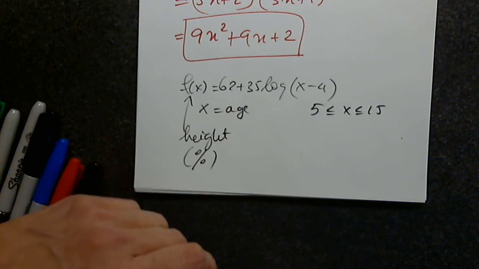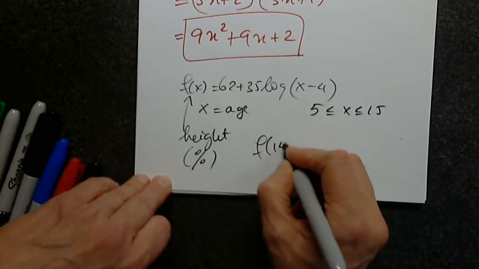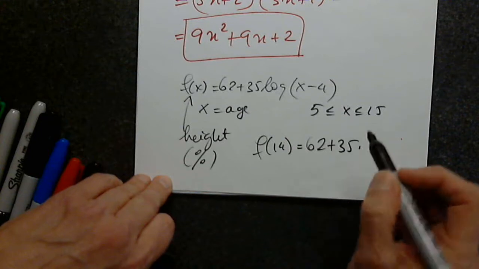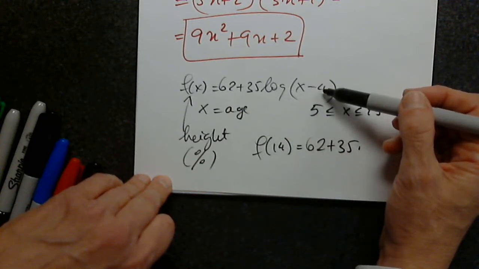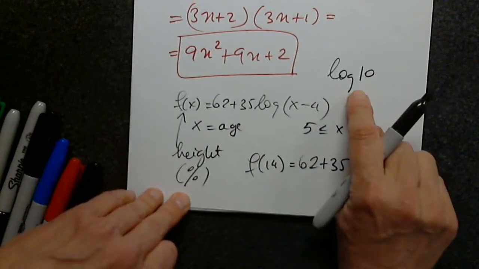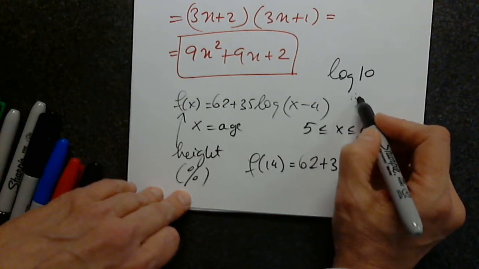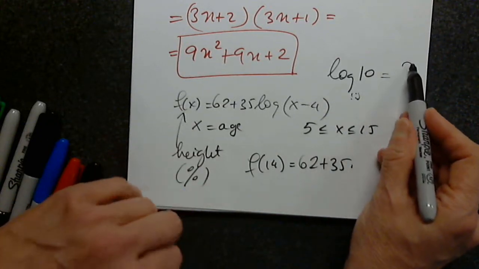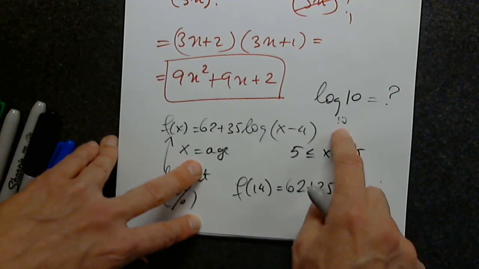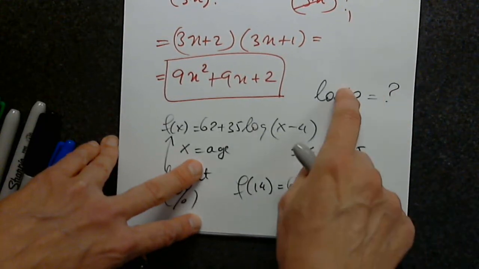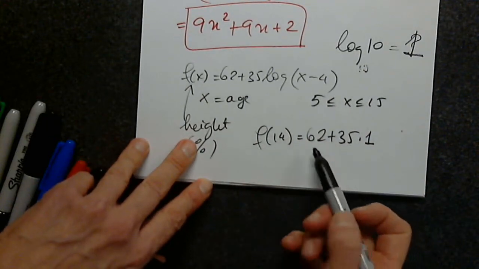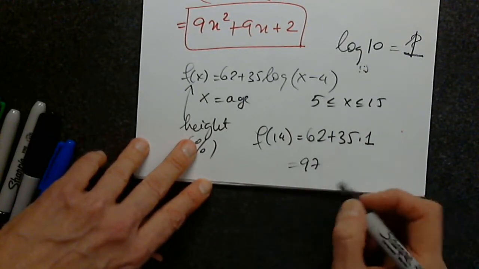And what are we asked to do? At the age of 14. Okay, so then we have to find f of 14. So 62 plus 35, and now 14 minus 4 is 10. How much is log of 10? First of all, what is the base? Exactly. So we don't write it, but we know it's 10. Remember, we can change any log equation to an exponential one, counterclockwise. 10 raised to this power is 10, so the power is 1. So this will be 1. So it's 62 plus 35, which is 97, so it's 97%.